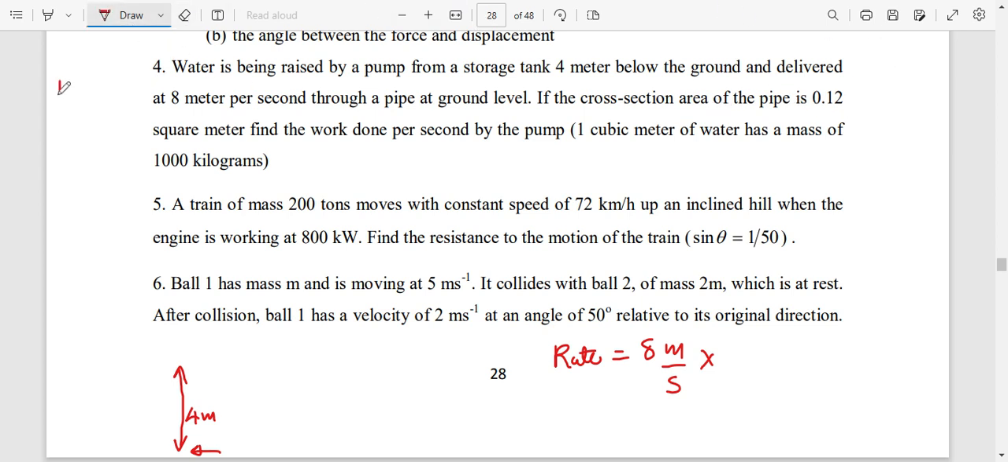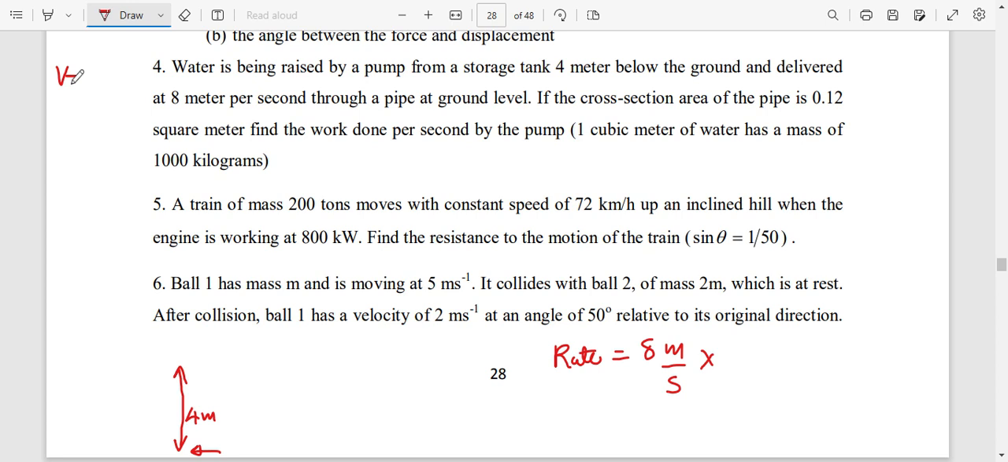We know that 1 meter cubed is equal to... actually, here what we have is a square meter. Square meter, meaning this is the area. Now we want the volume. So the first thing is we need to find the volume of the pipe.